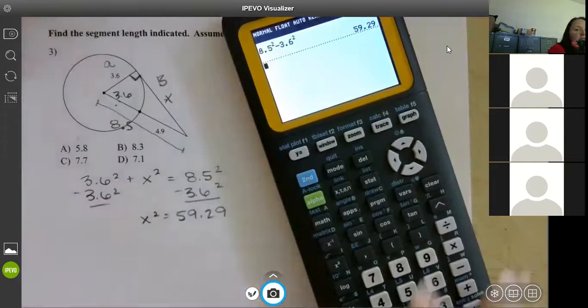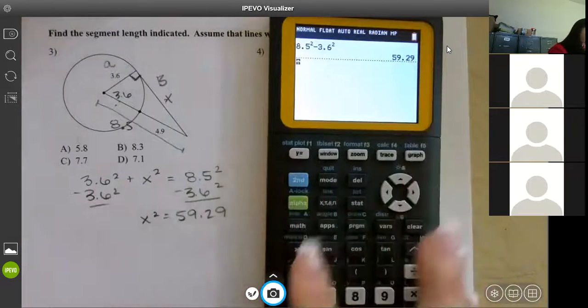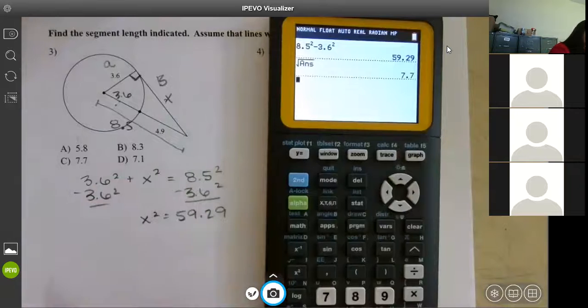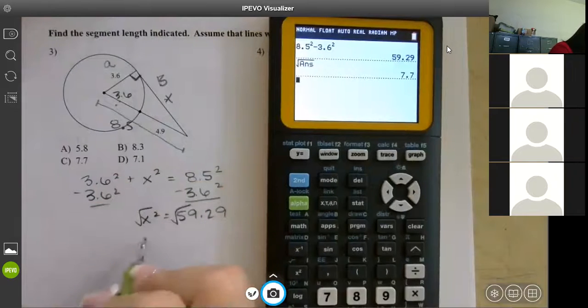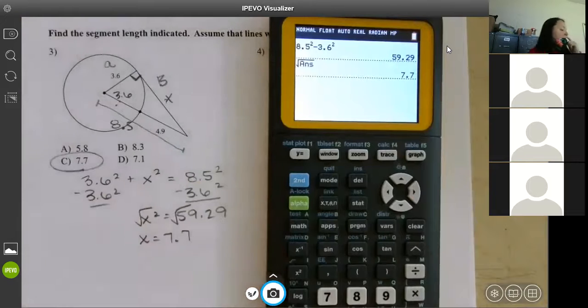And then how do I solve? Square root the answer. Then we get x equals 7.7. It said find x, so we're good. Everybody good?